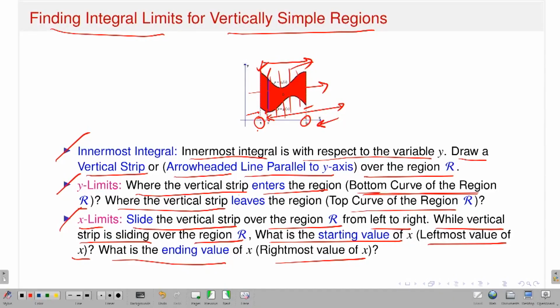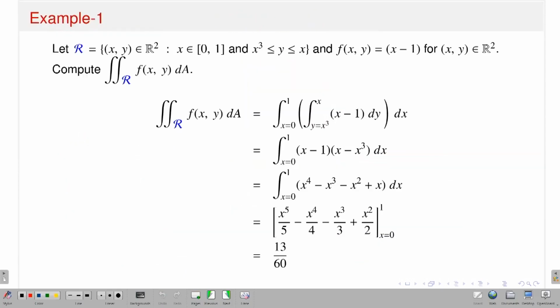Then you shift your vertical line from left to right. The left vertical line starts at the point x equals a, and the right one is the last vertical line, at the point x equals b. So the limit should be x from a to b, and that is exactly how you perform the iterated integral, which will give you the value of the double integral. One example will make it more clear.